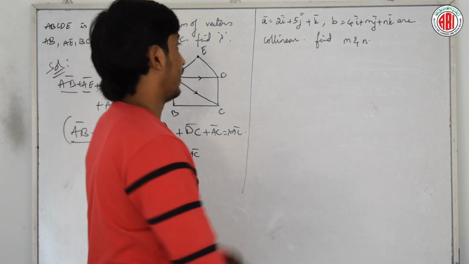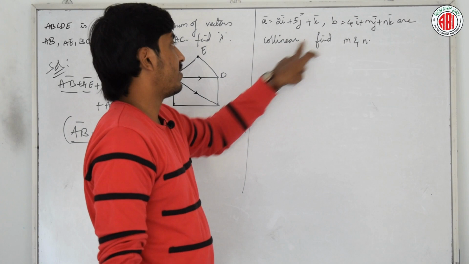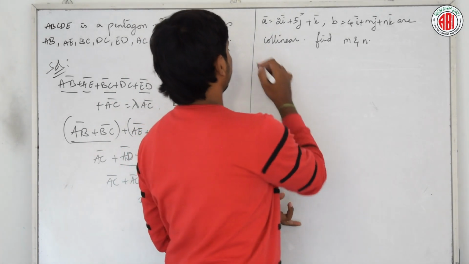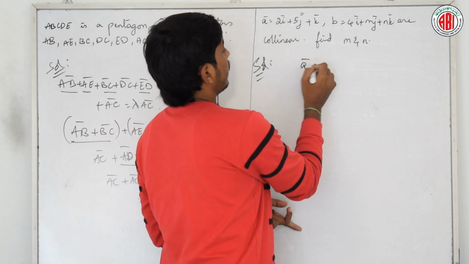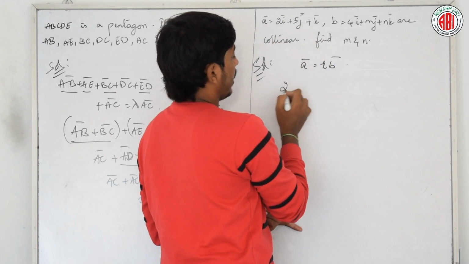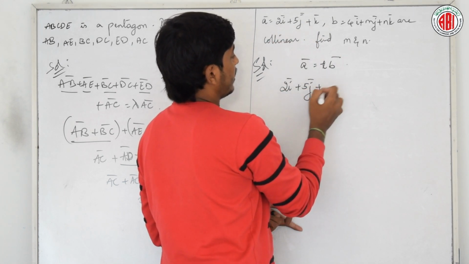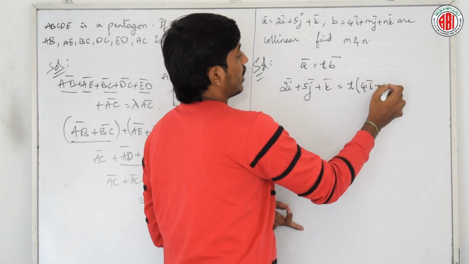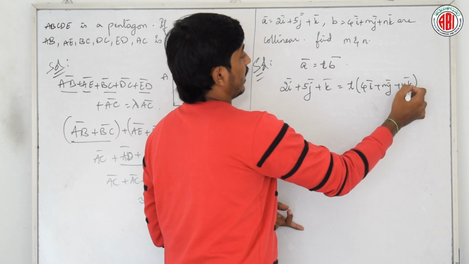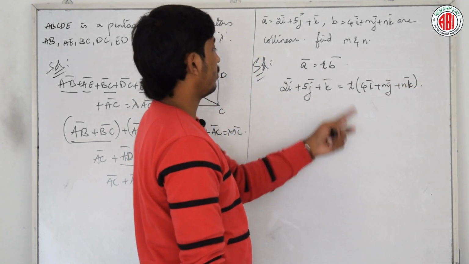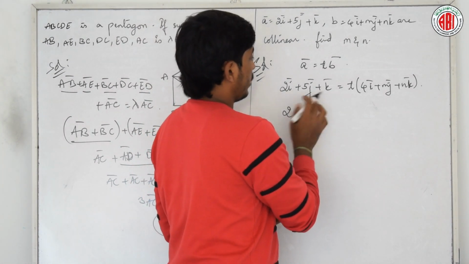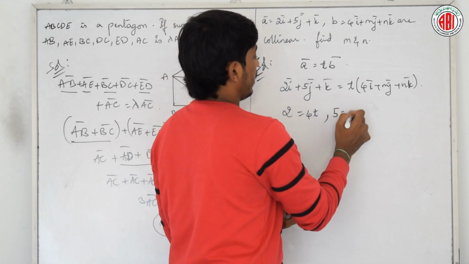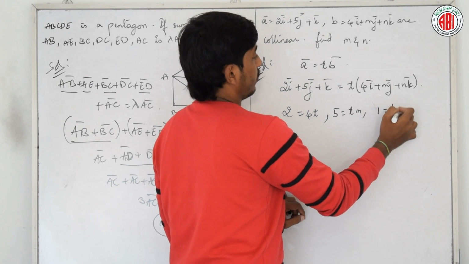Clear? Fine. Next, A and B are two vectors which are collinear. Collinear means again this vector is equal to lambda into that vector, some constant. Okay, that is A bar is equal to T B bar. What is A? 2i plus 5j plus k is equal to T into 4i plus mj plus nk. Clear? Now just multiply. 2 is equal to 4T, right? Next, 5 is equal to Tm, 1 is equal to Tn.